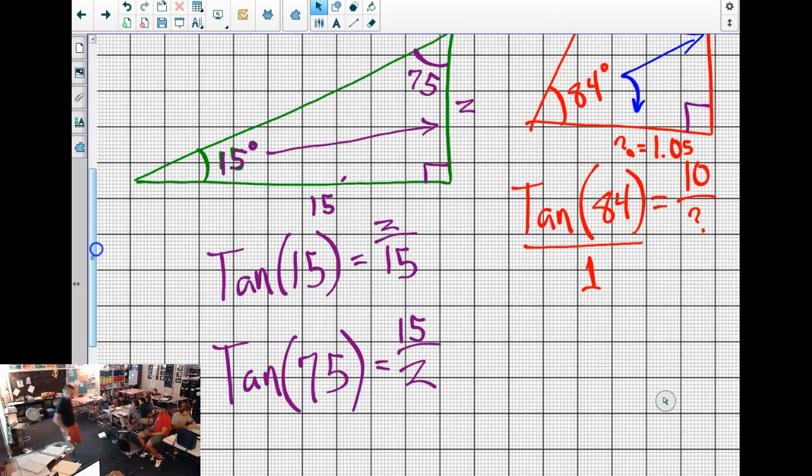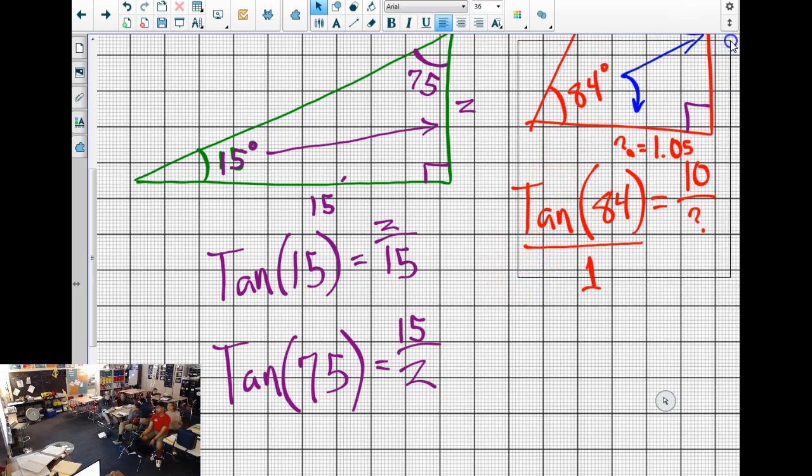Can we just stop worrying ourselves about the trig? No. Hold on. I'm still gonna need some review. How are we supposed to find the hypotenuse of green? Use sine or cosine. Cosine.